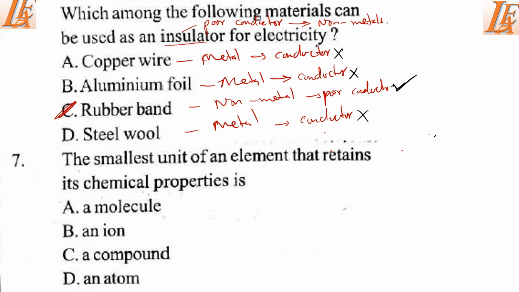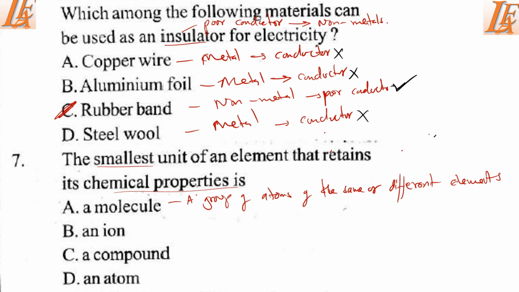Question 7. The smallest unit of an element that retains its chemical properties is. Before we answer this, let's define each of these particles that we have been given. The first one is a molecule. A molecule is defined as a group of atoms of the same or different elements which exists independently.